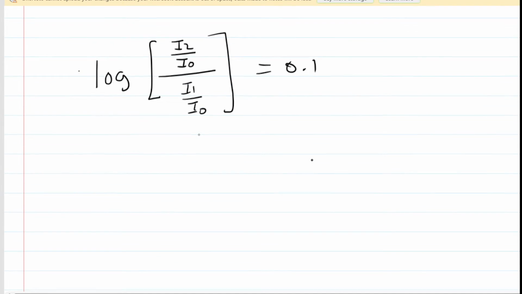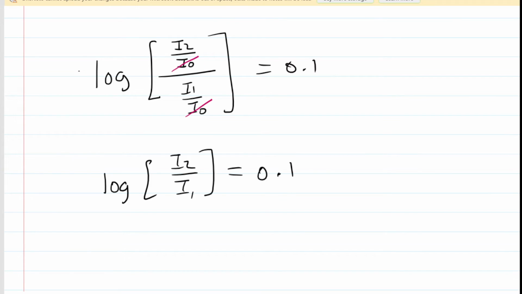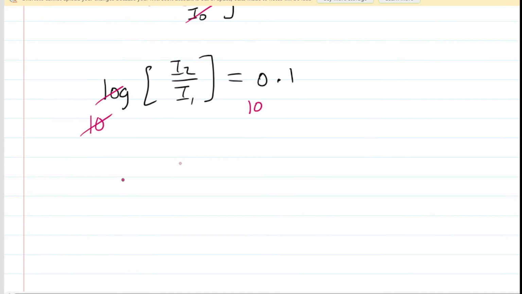Now we can algebraically simplify inside the brackets there because the I naughts would actually cancel out. And then to finally solve for the ratio, what we do to get rid of this logarithm is we raise 10 to both sides of the equation. And 10 to the log, those are inverse operations. They cancel each other out.